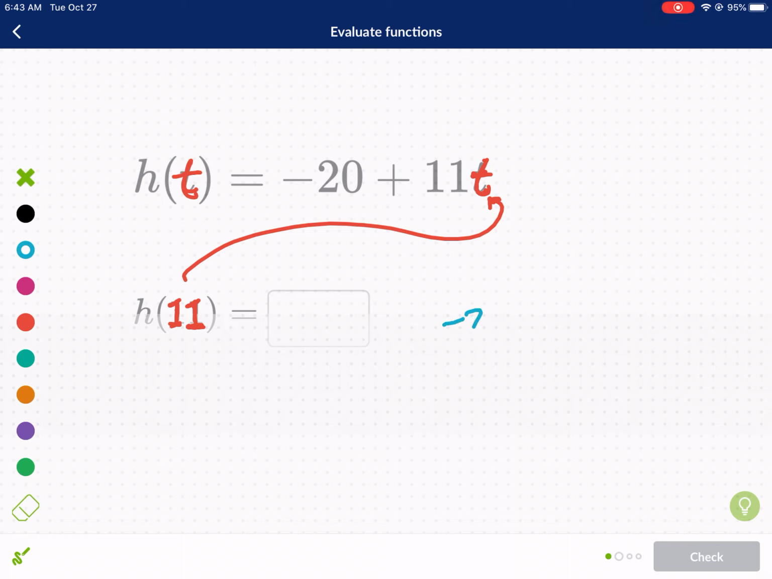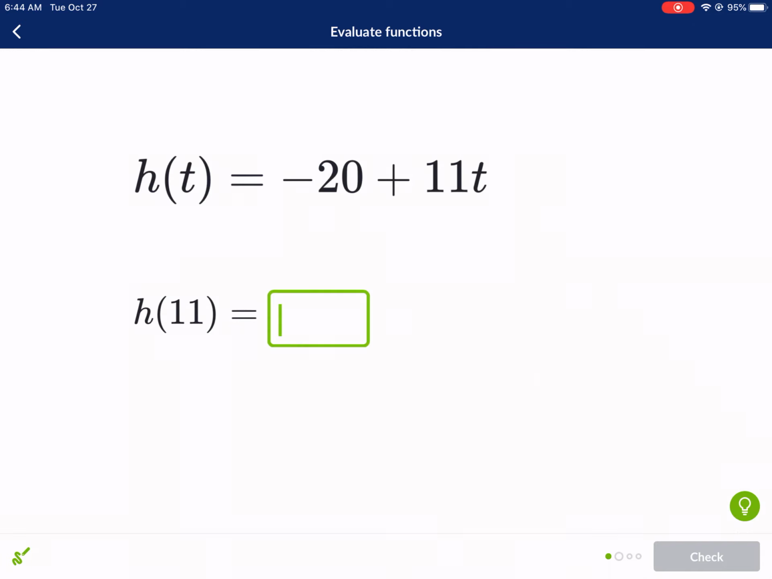We're going to get negative 20 plus 11, and instead of writing t, since it's 11 times t, we're going to write 11 times 11. So now we have negative 20 plus 121. What's that going to equal? It's going to give us 101, but not Dalmatians. So let me just double check that. Negative 20 plus 121. Okay, 101.